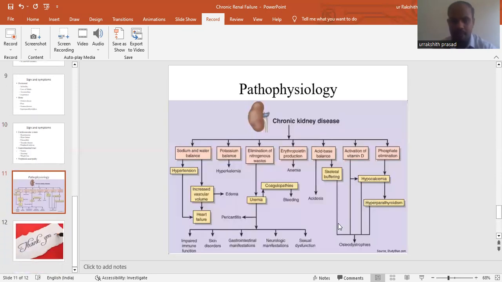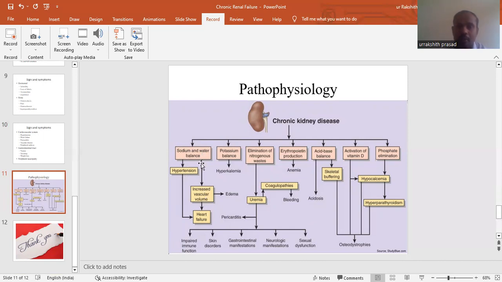The last part I'm going to discuss is the pathophysiology, how the pathophysiology of chronic kidney disease is going to occur. As you have read about the symptoms and the different causes, now I'm going to explain how it happens. Whenever there is chronic kidney disease, the function is going to get reduced. The first part is that sodium and water keep on being retained. As you know, the more sodium is present, the more it increases the blood pressure. We usually call that hypertension.